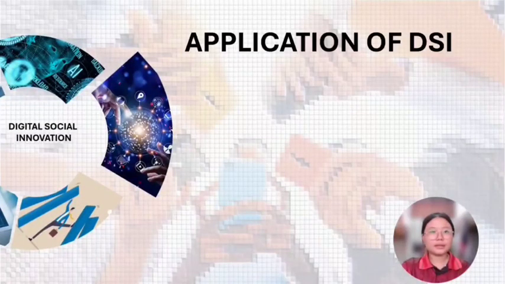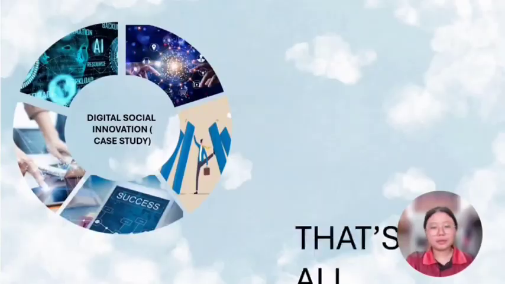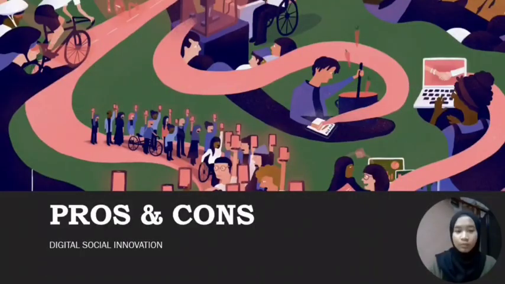So, right now, let's look at some real-world applications of digital social innovation that I've mentioned in the case study. The first example is M-Pesa in Kenya. These applications have helped millions to access banking, reduce poverty, and make money. The other application in the real world is Child Growth Monitor, which is commonly used in Germany. This application helps to find marginalized children faster to get them help. So that's all from me. Thank you. Moving on to the next slide, I will be explaining the pros and cons of digital social innovation. So yeah, let's go.